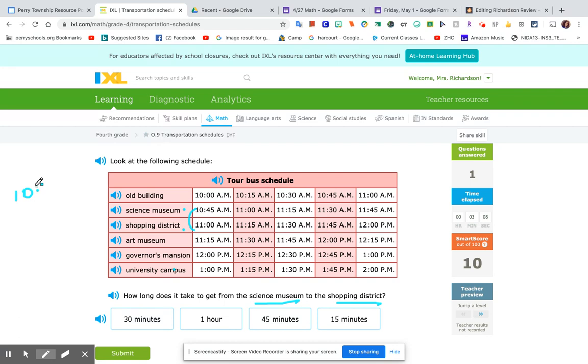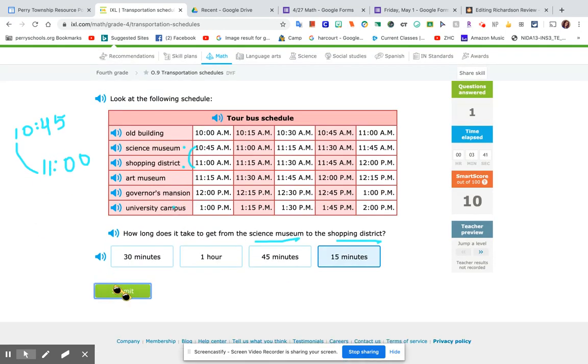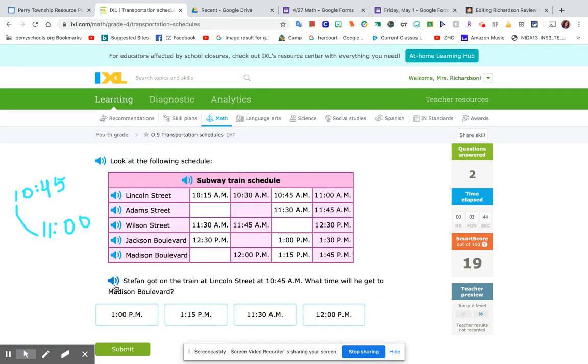So I'm starting at 10:45. Again, I like to show my thinking. Plus, it might help you understand what to do. That's where we started. And then it ended at 11. It's not a whole hour later, because a whole hour later would be 11:45. So even though it went from 10 to 11, it was just the minutes that changed. 15 minutes. Is that a choice? Yes. Let's check it. Oh yeah, I'm up to 19% already.